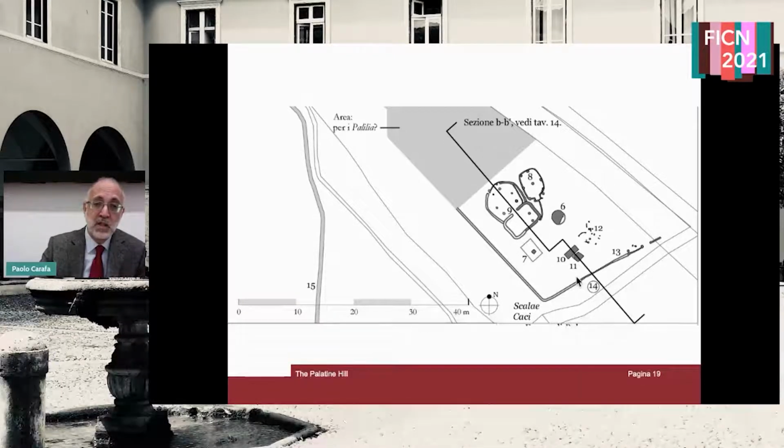They say it was near a temple, which will be built later, and especially on top of this street, a huge staircase called the Scalae Caci. So this is the memorial of the foundation of Rome.